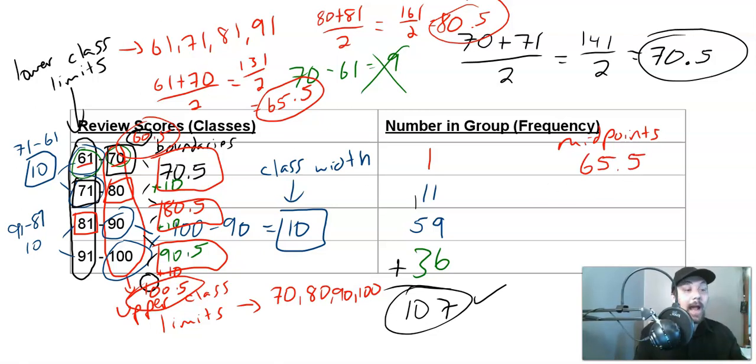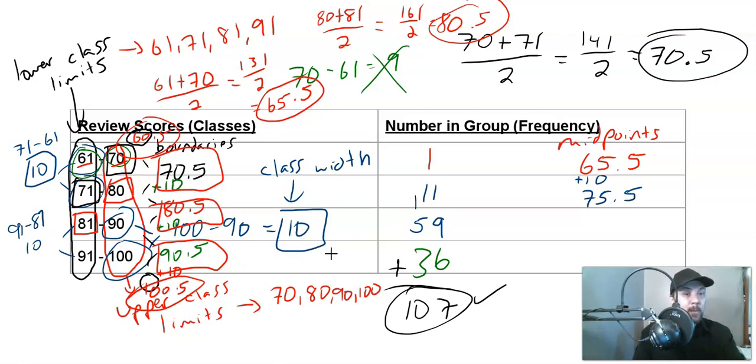And again, you do not have to calculate the class midpoint for each individual class. You can use the class width to generate the rest of the midpoints because the gap between the midpoints is the same as the class width. Every class midpoint will be 10 away from the previous one, right? So to get the next class midpoint, we will add the class width, which is 10, and that gives me 75.5.